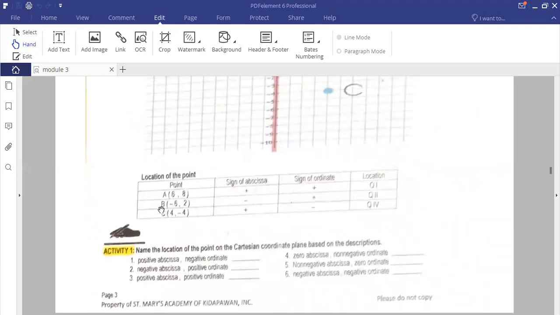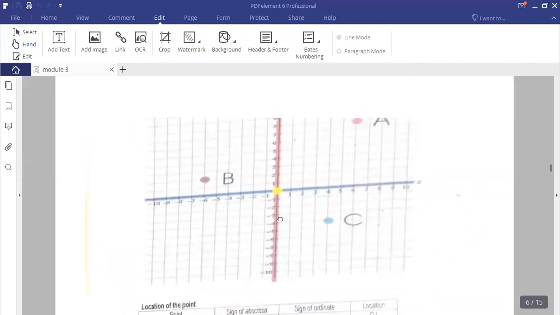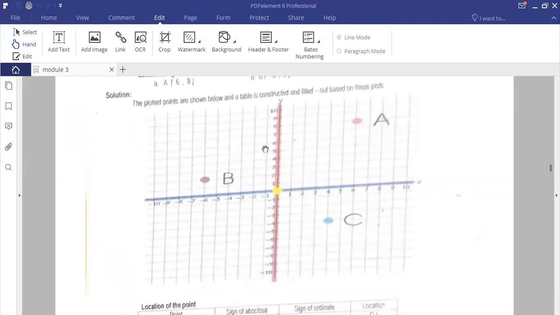So here also in point B, we have negative 6 and 2. The x-axis is negative, so you put the sign of the abscissa negative, and the sign of the ordinate positive, because we have positive 2. Now if we're going to plot it, we have negative 6 here, then positive 2. So this is point B, and it is located in quadrant 2, because this is 1, 2, 3, and 4. So point B is located at quadrant 2.